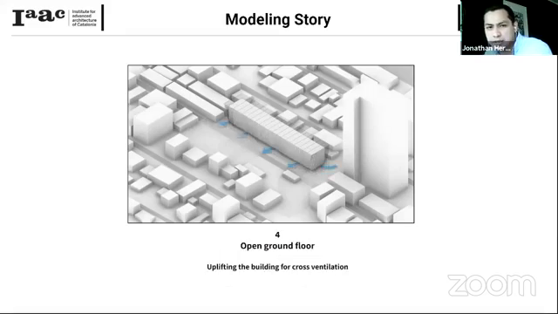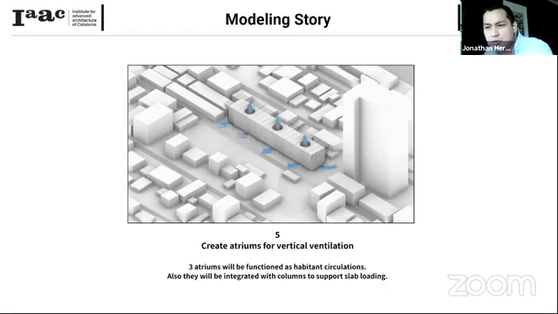As in the vernacular architecture, we opened the ground floor. So we uplift the building to capture as much ventilation as possible from a pedestrian scale. But we also wanted to integrate this ventilation with vertical atrium elements in order to capture it and distribute it through the corridors and the common areas.